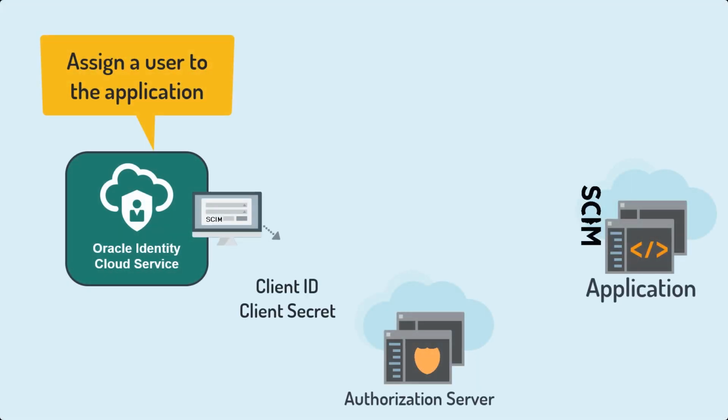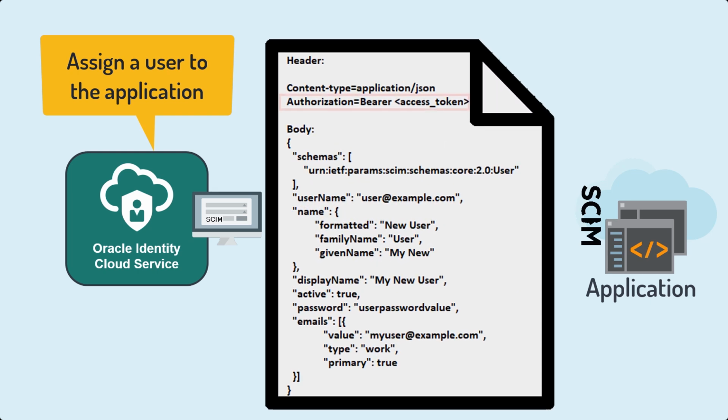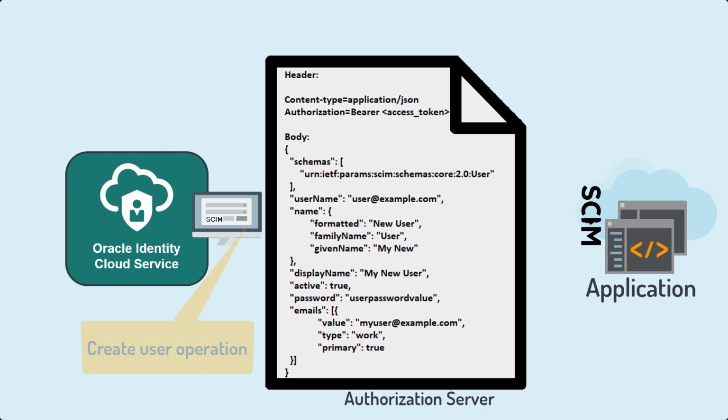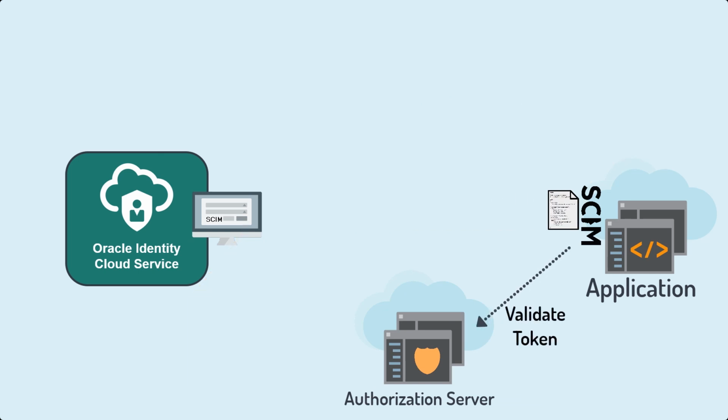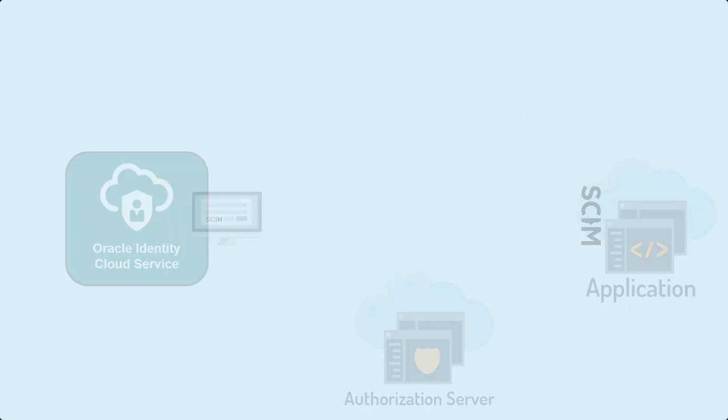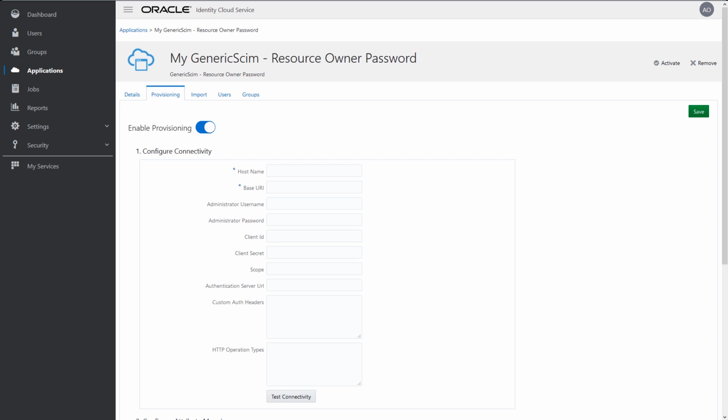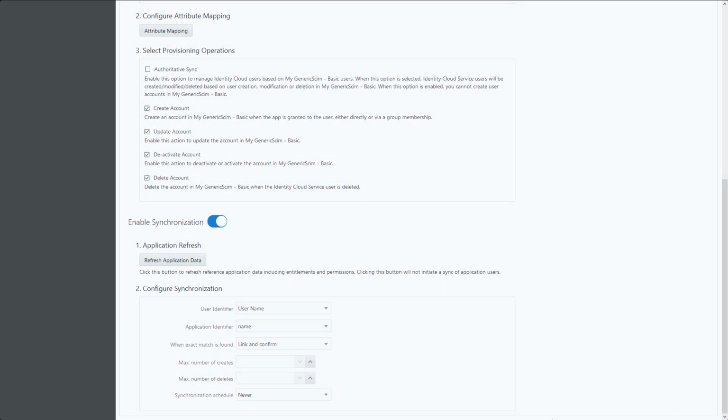Oracle Identity Cloud Service uses the client ID and secret to request an access token from the authentication server. Oracle Identity Cloud Service uses this token as an authorization header in every request to the SCIM API. The SCIM API validates the token before executing the requested operation. The generic SCIM Resource Owner Password template is like the Client Credentials one, but you have to provide the administrator username and password. After you have configured the connectivity parameters, you can review and change the attribute mapping for provisioning.